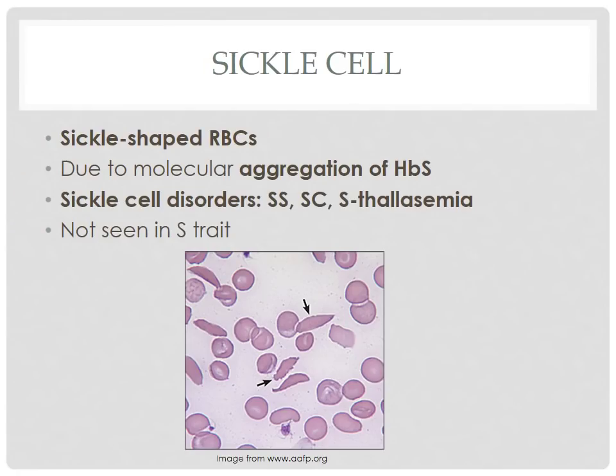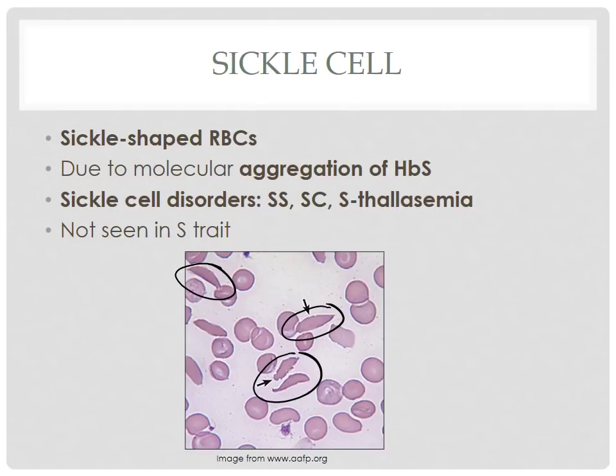Sickle cells on peripheral smear. These red blood cells have a sickle shape, meaning this shape here. You can see a couple of them here. And this is due to an aggregation or collection of hemoglobin S. We'll be talking about this later when we talk specifically about sickle cell disease.